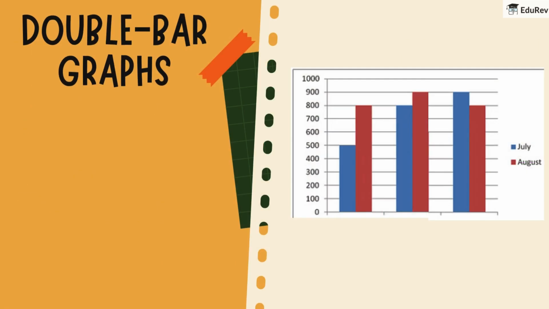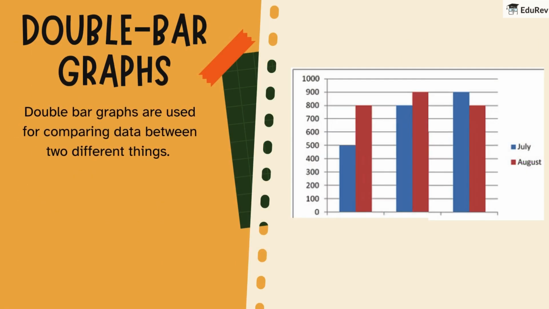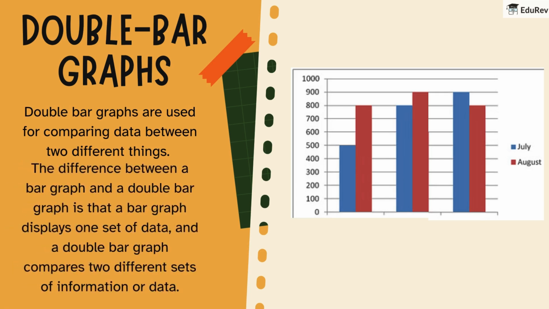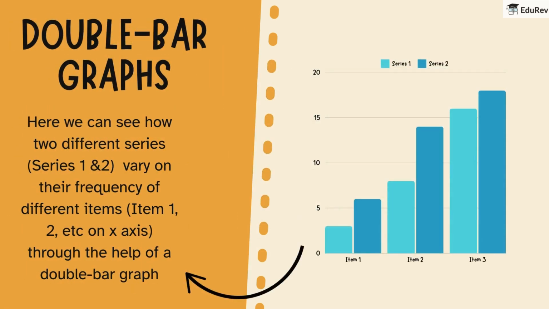Next, we have double bar graphs. Double bar graphs are used for comparing data between two different things. The difference between a bar graph and a double bar graph is that a bar graph displays one set of data, whereas a double bar graph compares two different sets of information or data. Here we can see how two different series, 1 and 2, vary on their frequency of different items through the help of a double bar graph.